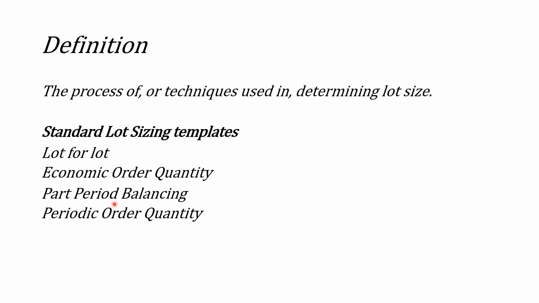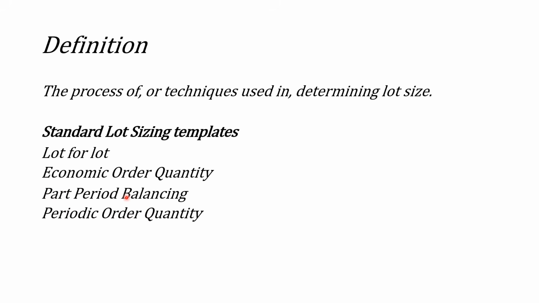And then we have part period balancing, where we try to figure out the optimum number of periods in which we can bunch up the requirements into one order, and that generally yields a lower cost. And then we have periodic order quantity, which is very similar to part period balancing. Since part period balancing always yields a lower cost compared to the periodic order quantity, but this is a bit simpler, I'm only going to be covering part period balancing in this video.